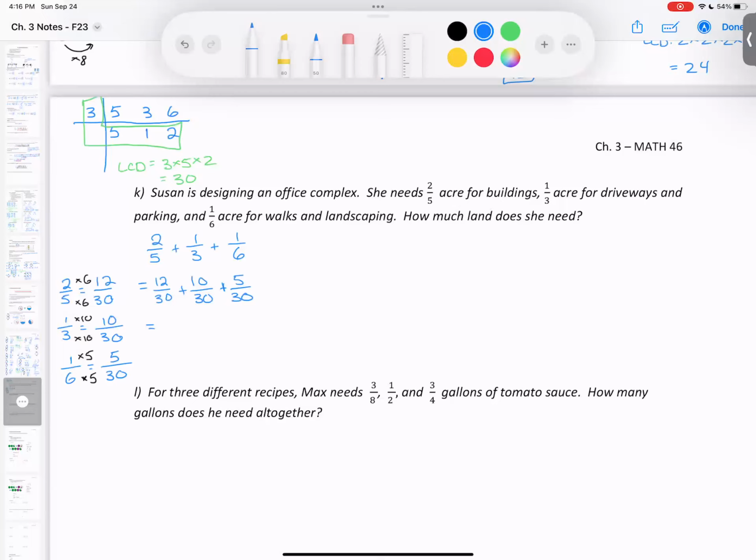Over 30. Okay, now we want to simplify that as much as we can. And I can see right away that I can divide both these numbers by 3. So I'm going to go ahead and do that. Remember, you could always figure out your greatest common factor to figure out what to divide by, but I just happen to notice these are both divisible by 3. So what does that give us? 27 divided by 3 gives us 9. 30 divided by 3 gives us 10. I know 9 and 10 don't share any prime factors, so that means this is as simple as it could be. So she needs 9/10 of an acre.